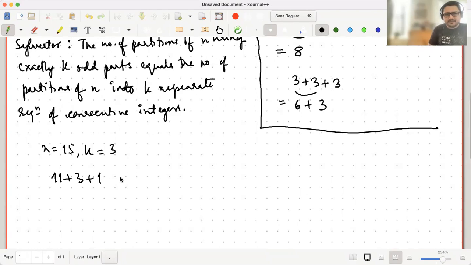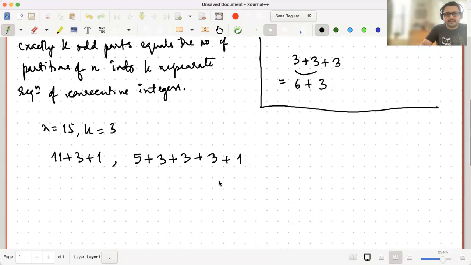And if you are interested in repeated parts, then this can be, let's say, 5 plus 3 plus 3 plus 3 plus 1. Is this correct? Yes. Here the part 3 is repeated, but there are exactly 3 different odd parts: 5, 3, and 1. Now what about the other side? Partitions of n into k separate sequences of consecutive integers. One such example would be something like 6 plus 5 plus 3 plus 1. Is this right?